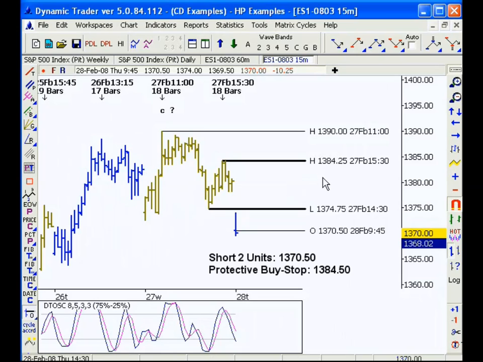So our entry was a bit below the swing low because it's really not a gap opening with the 24-hour market, but using pit session data, and our stop is above the minor swing high. We've got a short trade anticipating a decline below 1317. So let's take a look at what our exit strategy is going to be.